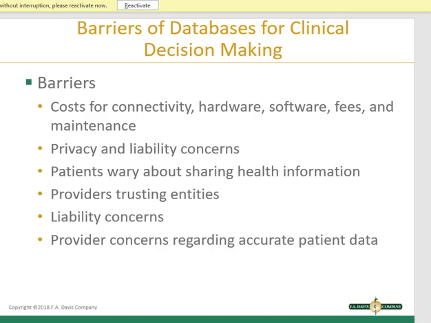Because no community is the same, work needs to be done on the interoperability of the healthcare systems and the implementation of health information technology across multiple settings. So when we look at clinical decision making through a database, some of those barriers to this implementation come from the differences in each practice setting.